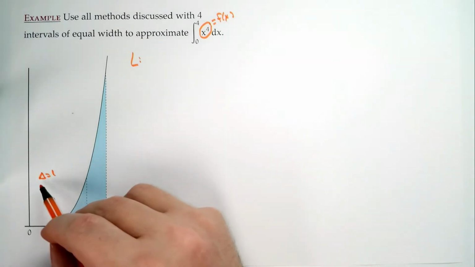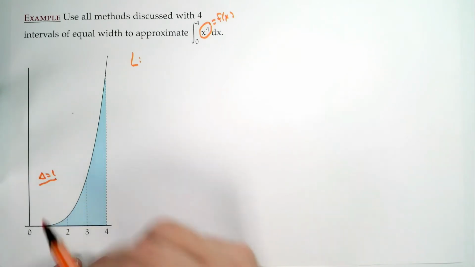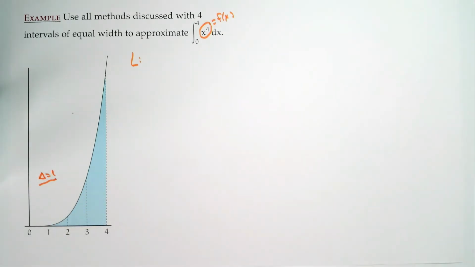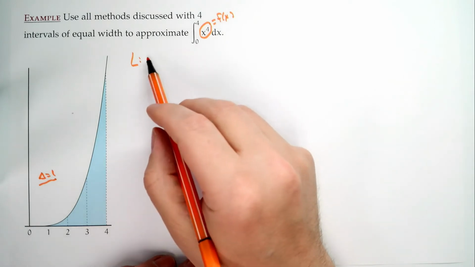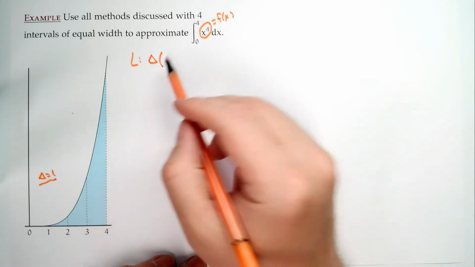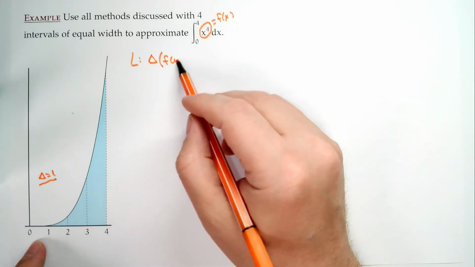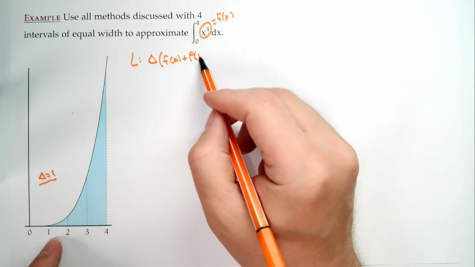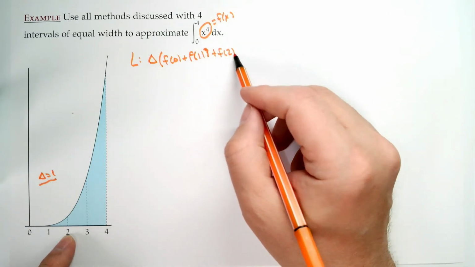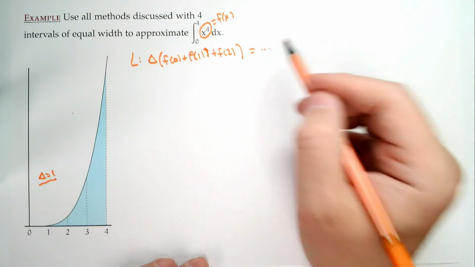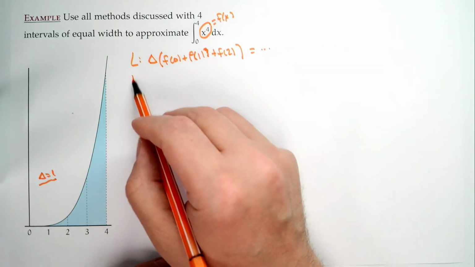Now be careful. We know we have lots of examples with delta equals 1. So on things like quizzes or exams, we might change it to delta equals 2 or delta equals a half, just to see if you remember to put it in there. But of course you would. You're a good student. You do great. So for the left hand, you have your delta in front, and then you take your left endpoints, f of 0 plus f of 1 plus f of 2. And whatever that turned out to be, I'll skip the computation. I just want to go through and see what these look like.